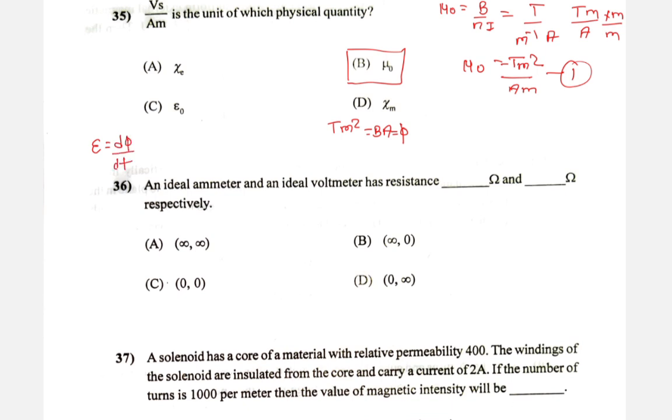So the voltage V means EMF, which is change in flux per unit time. Therefore flux phi is equal to E into dt. Therefore E into dt is equal to V into s, so phi is equal to V into s. Therefore mu 0 is equal to volt second upon ampere meter. So the answer in this question is B.